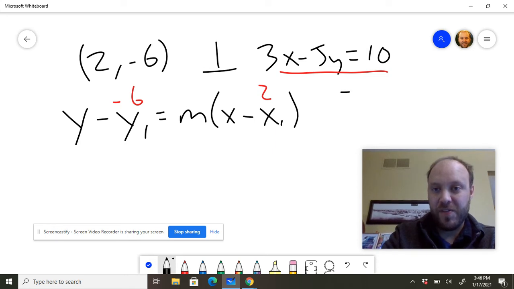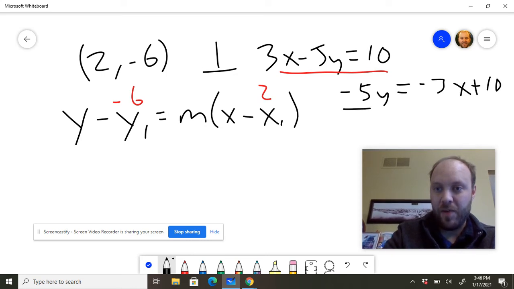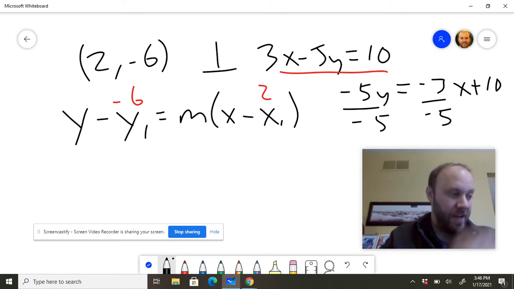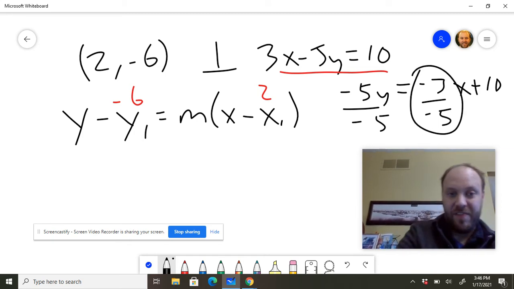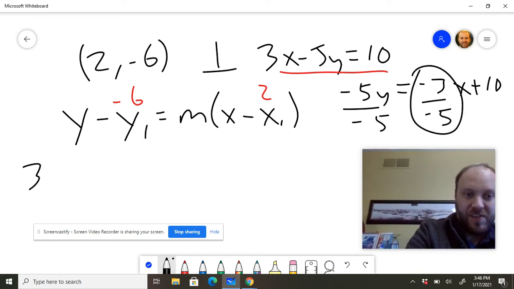Subtract 3x from both sides. You get negative 5y is equal to negative 3x plus 10. Okay, we're going to divide both sides by negative 5. And anyway, if I did everything right there, it looks like the slope is going to be positive 3/5. Okay, so we have a slope of 3/5.